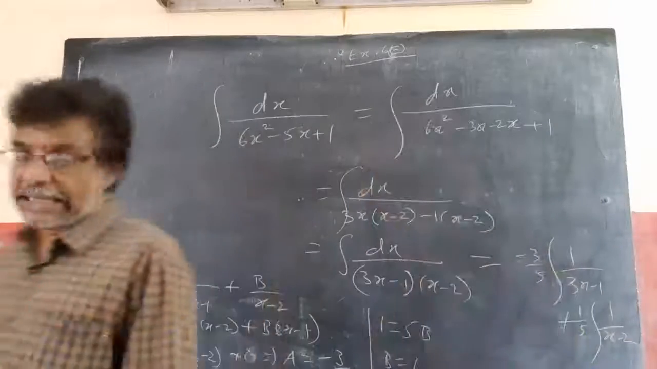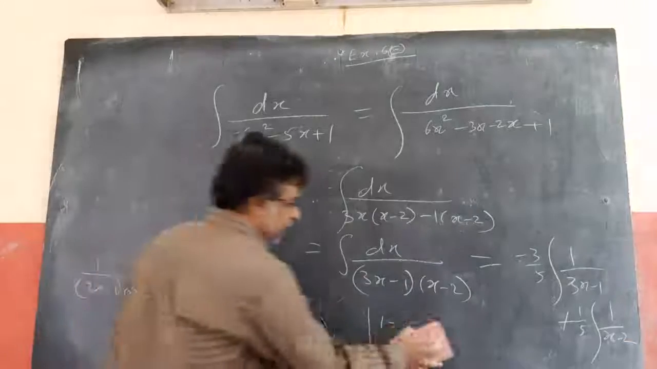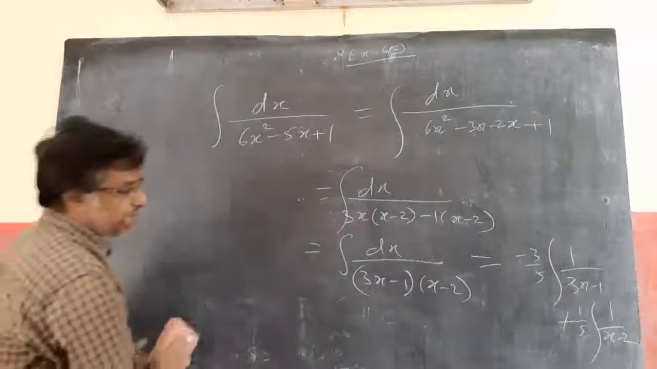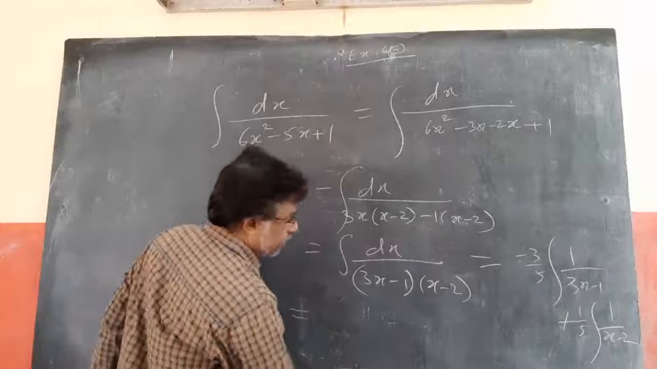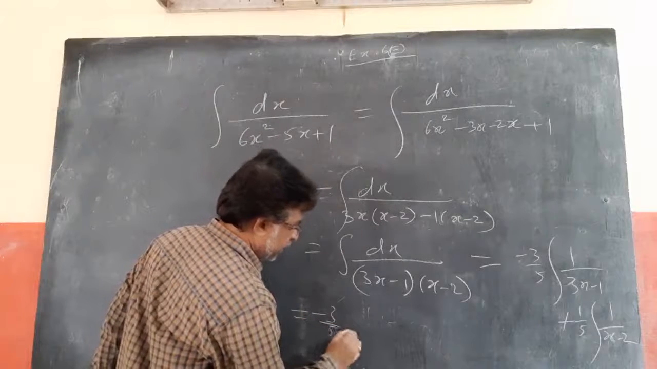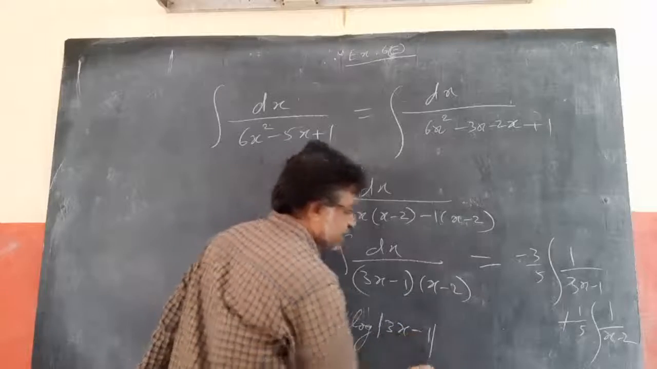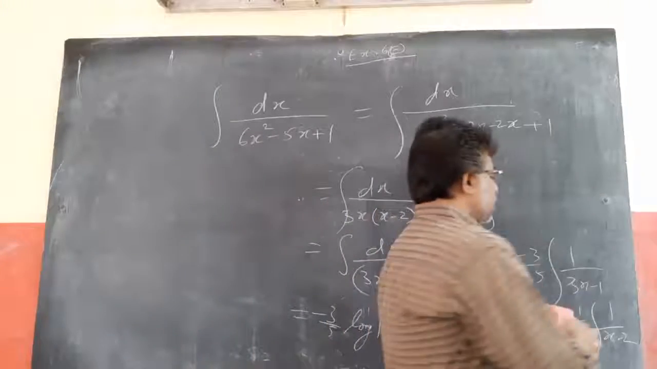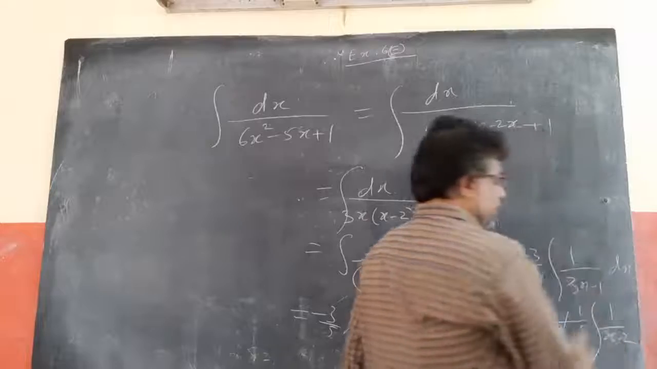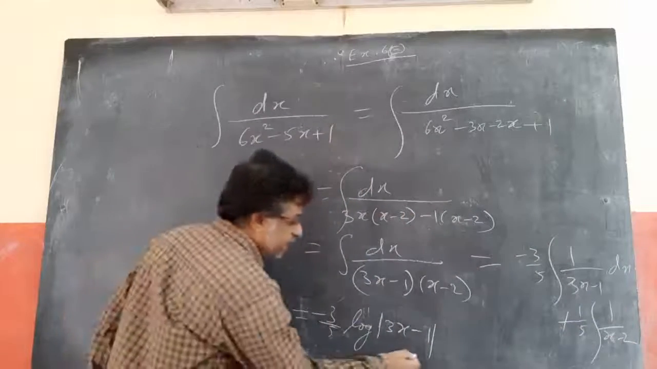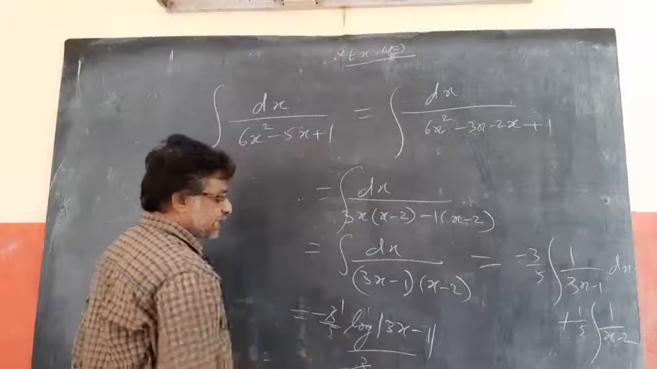Now integrate this. Direct integration you can do. So minus 3 by 5 anyhow outside, 1 by x integration is log mod x. But there is a small problem here. Log mod of 3x minus 1, not x. 1 by x is log mod x, but it's not x. It's a linear function. So divide by the coefficient, 3. This 3 gets cancelled.